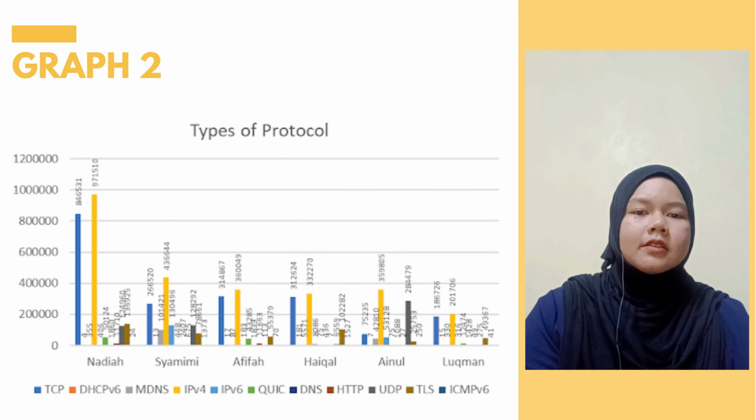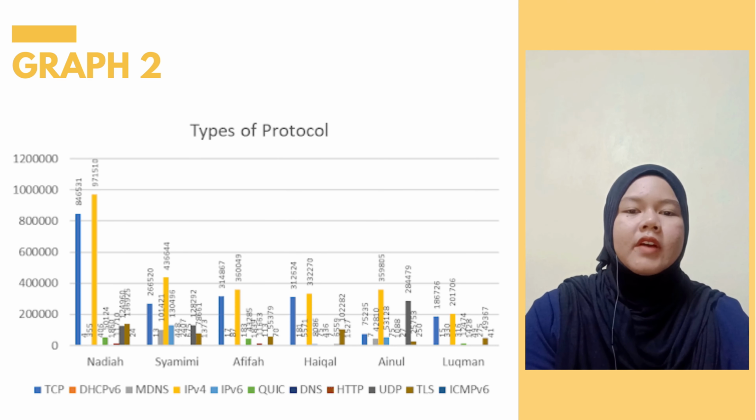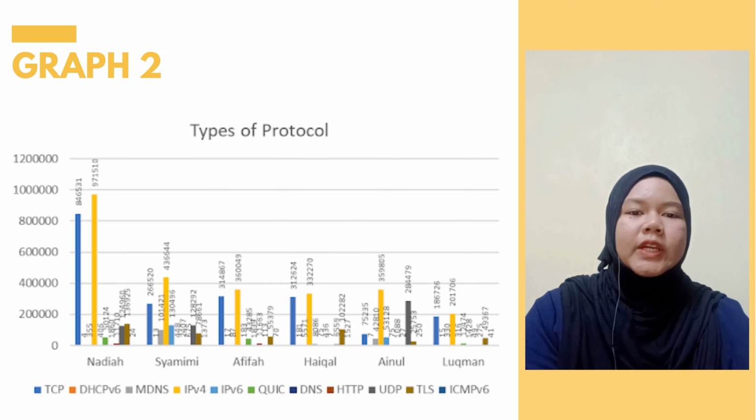Then for the MDNS, Shamimi has the highest packet count, which is 101,421 packets, while Afifa has the lowest, which is 87. Then for the IPv4, Nadia has the highest packet count, which is 971,510, while Lukman has the lowest, which is 201,706. For IPv6, Shamimi has the highest, which is 130,496, while Afifa has the lowest, which is 183.